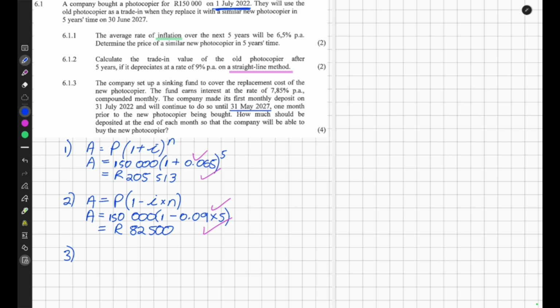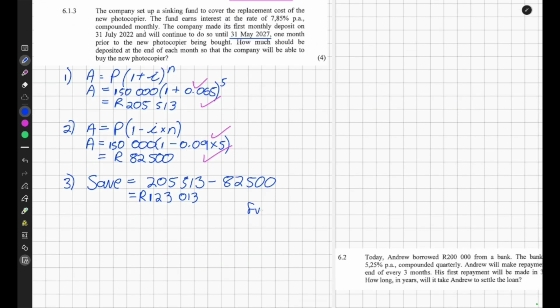Now I know a new one is going to cost 205,000 and the old one they'll be able to sell at 82,000. So that is my first step, to figure out how much must they save. So I'm just going to say save is equal to 205,513 minus 82,500. That amount is extremely important because that's going to be my future value in the next formula. So this answer is 123,013 Rand. Now if I make my little list, future value, I know it's this amount, 123013.